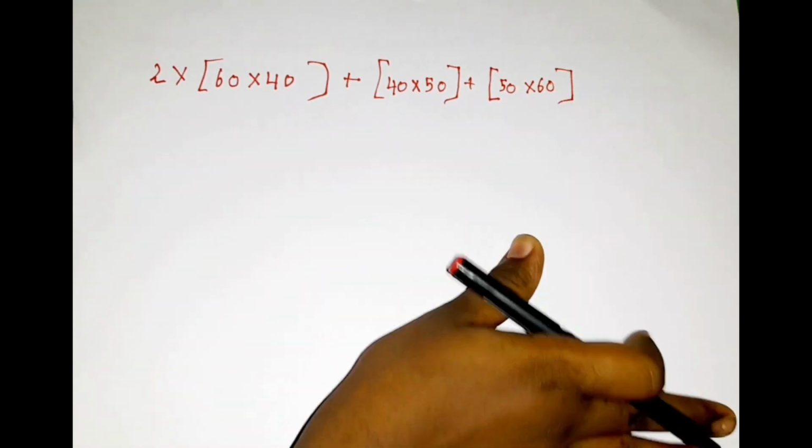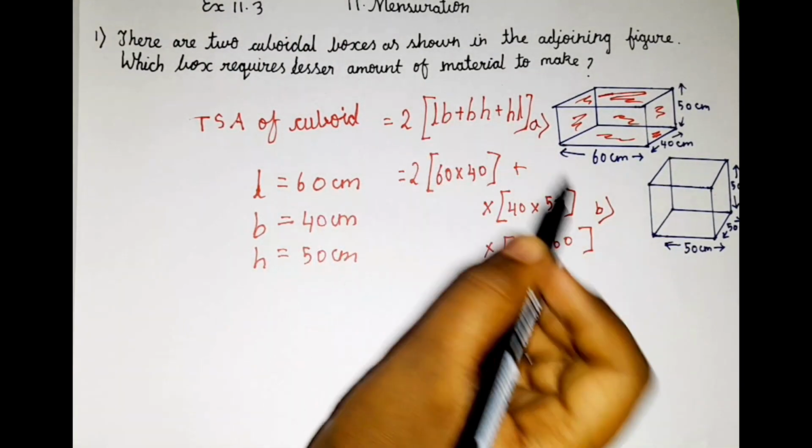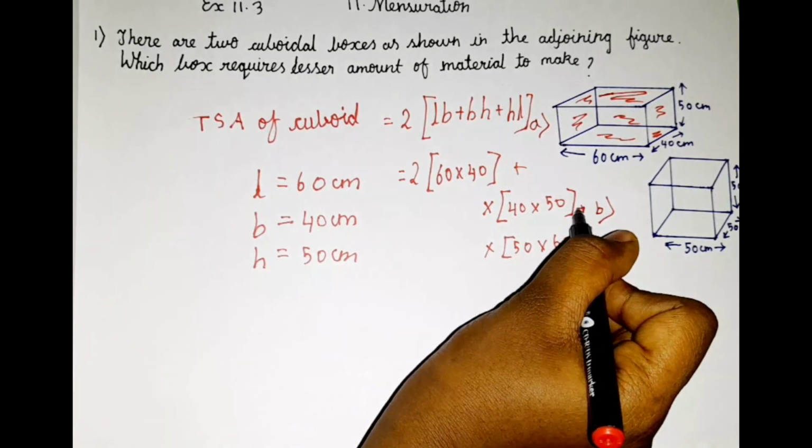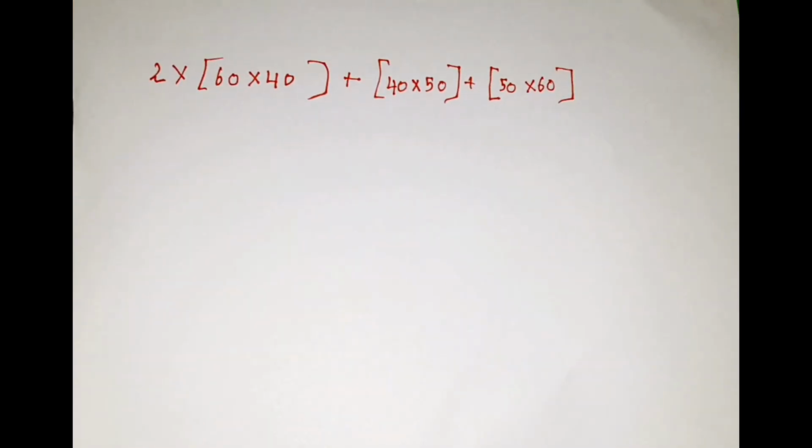So this is the formula. Here I didn't mention the plus sign, and here I have mentioned it. The plus is actually compulsory. So now we shall solve this. So 60 into 40, am I right?